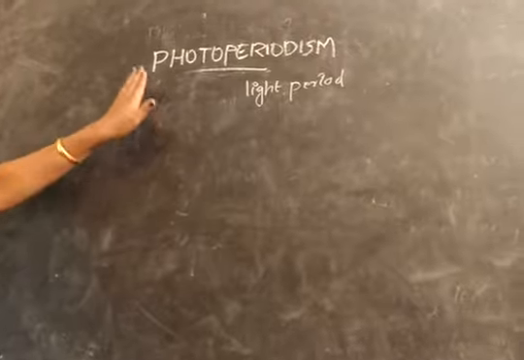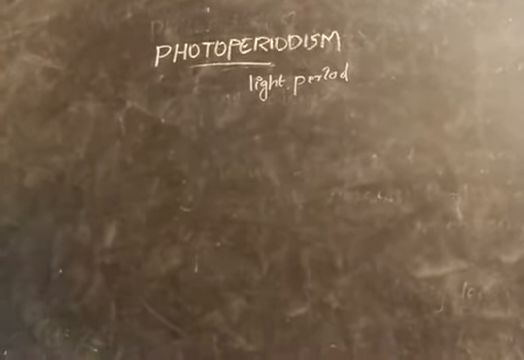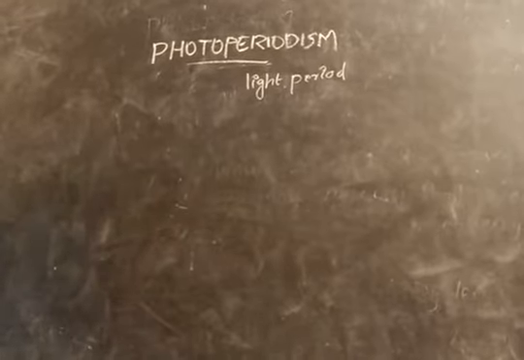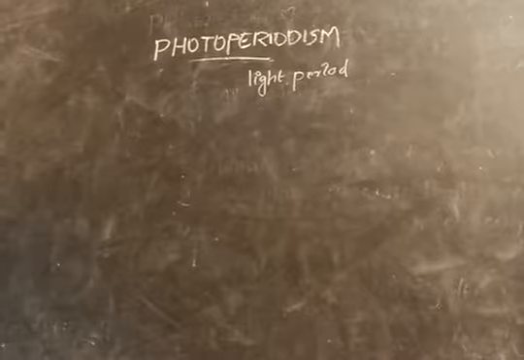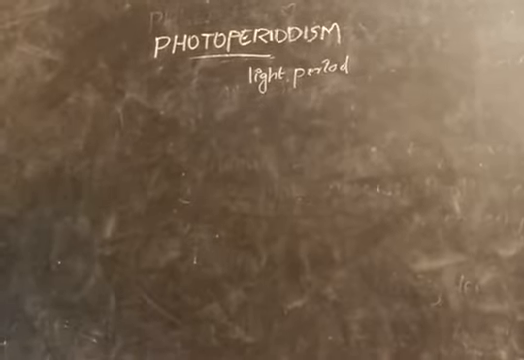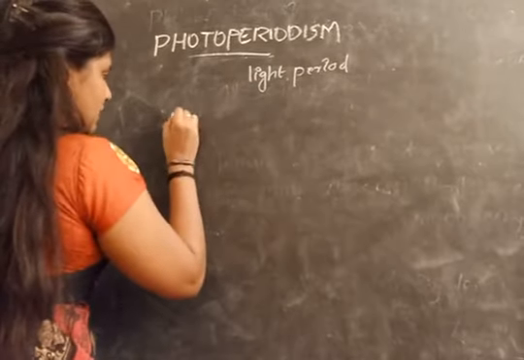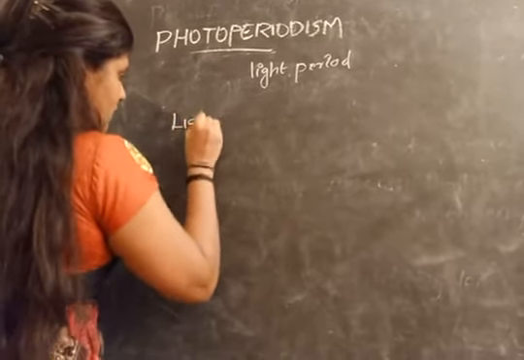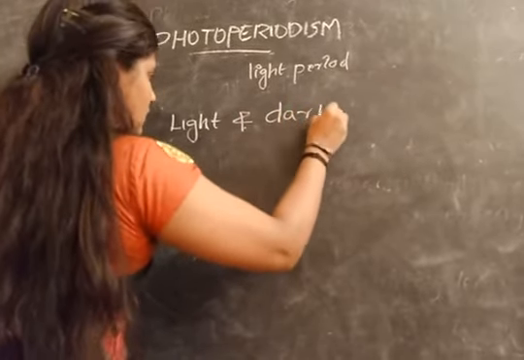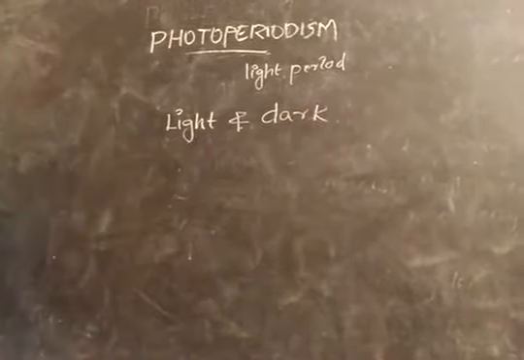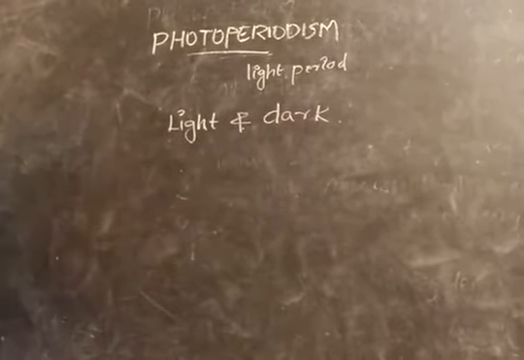First, we are discussing the flowering controlled by light period, called photoperiodism. Photoperiodism is a physiological change in flowering due to the relative length of light and darkness. So, flowering depends upon the relative length of light and darkness.